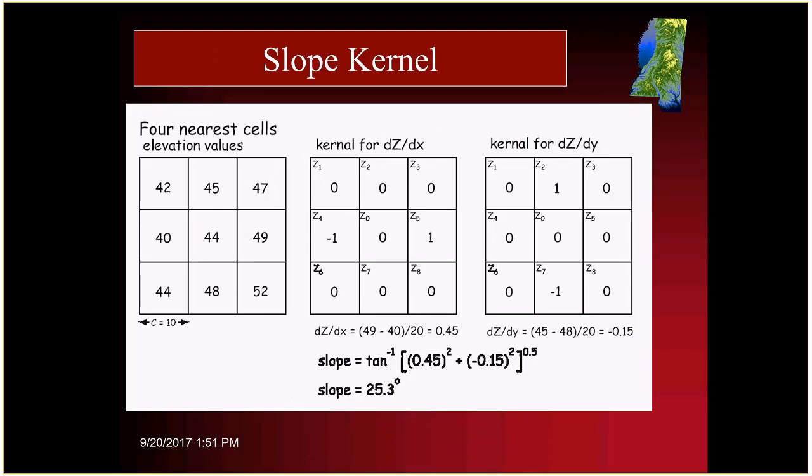Why divide it by 20? The cell size is 10. So you divide it by 20 because it's going across two cells. Two cells, two cells. So you divide each by 20. All right?